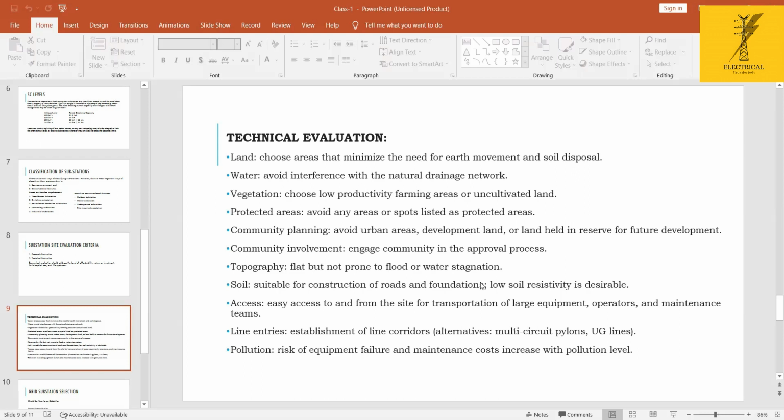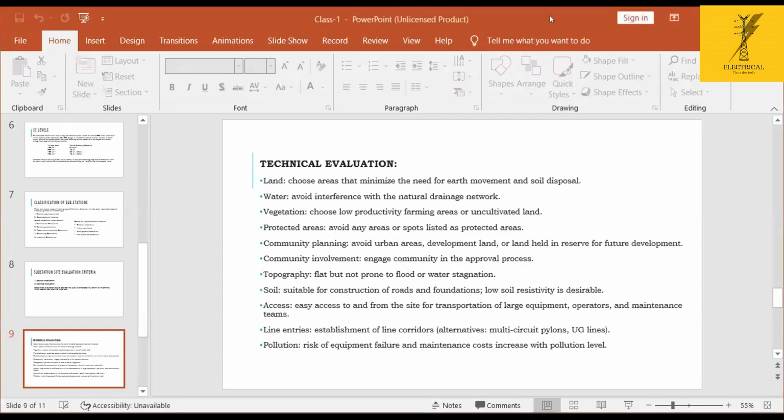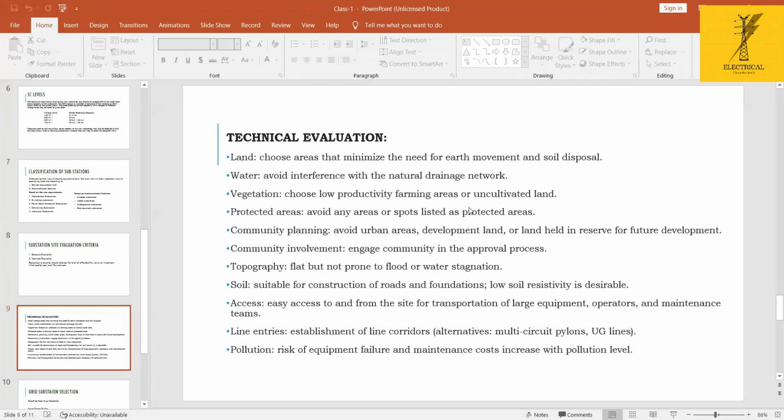And the next one, topography. As I said before, it should be flat, but not prone to flood or water stagnation. Let's check other surrounding areas. If all the surrounding places are hilly areas, try to avoid the middle one, because during the rainy season, all the hill water will come down to your substation. Flood or water will be stagnated over there. Try to avoid those. Let's check what the flood levels are in that area. Check that.